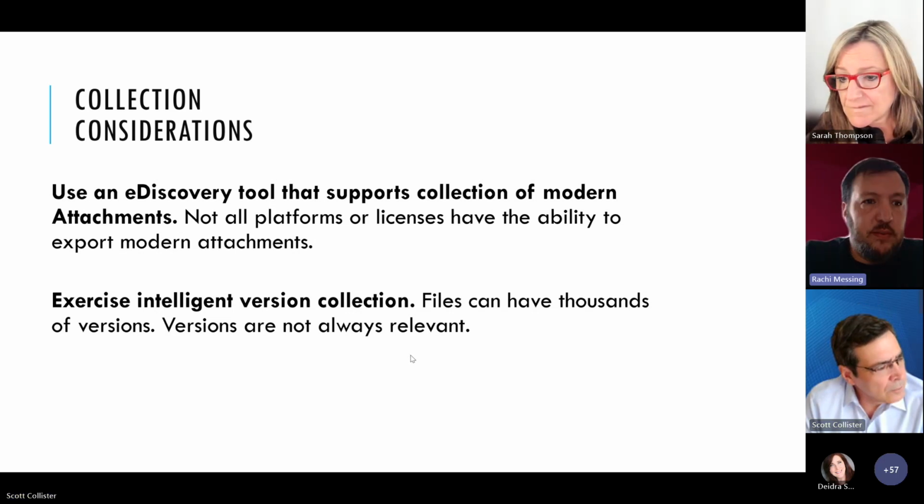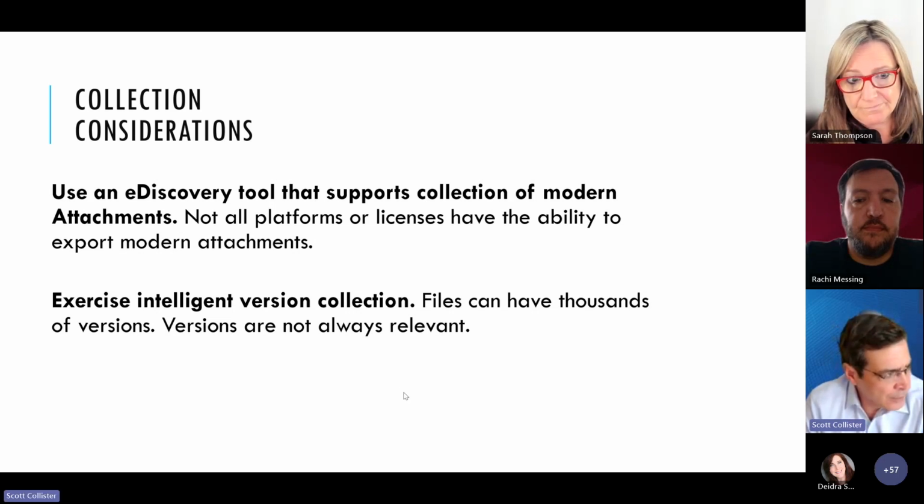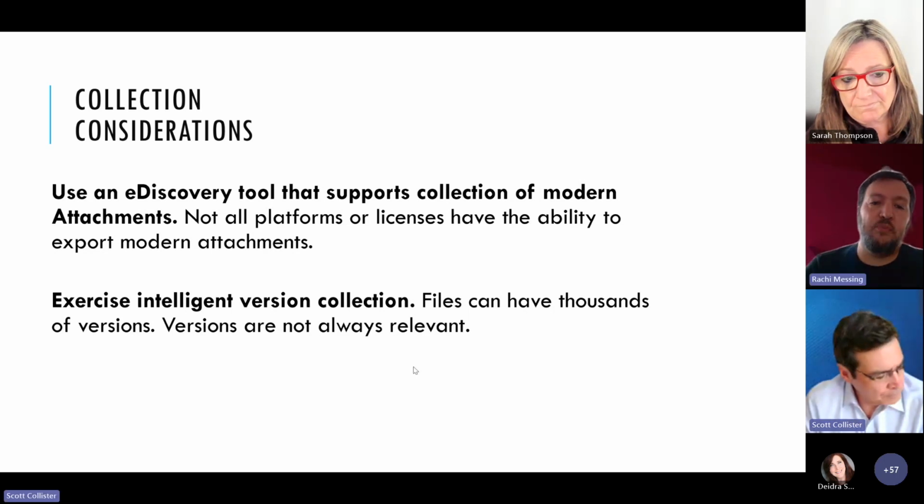Sorry, go ahead, Sarah. These are things that would have to be considered when you're coming up with your ESI protocol, right? You need to understand how your system or your client system is working and what those parameters are, so you can make an agreement to get what you can actually get. And if you can't get something, make sure that's in the ESI protocol. Does that make sense? Absolutely.